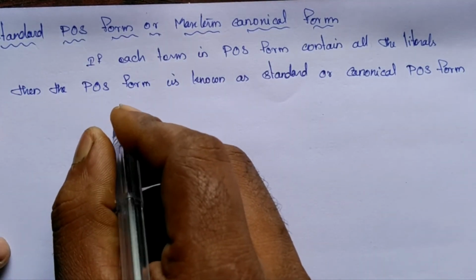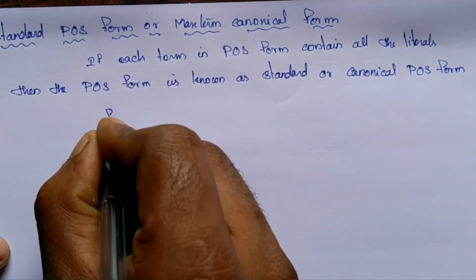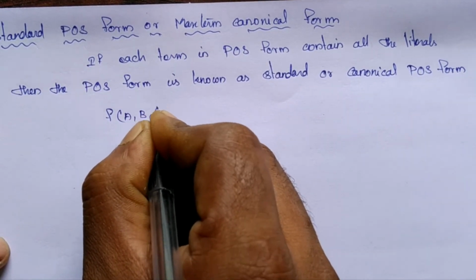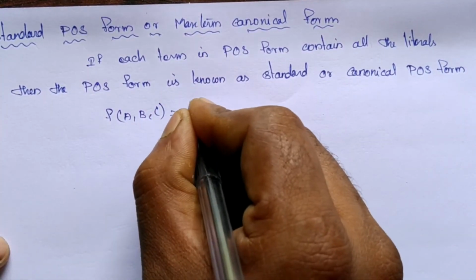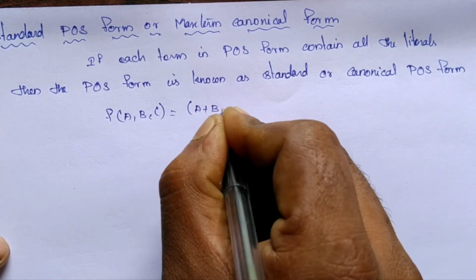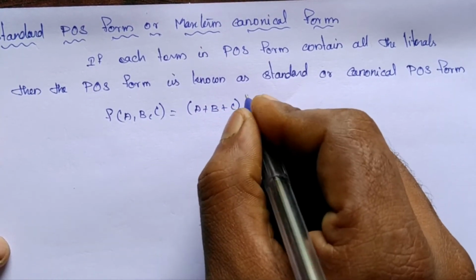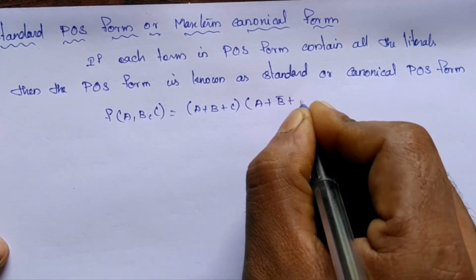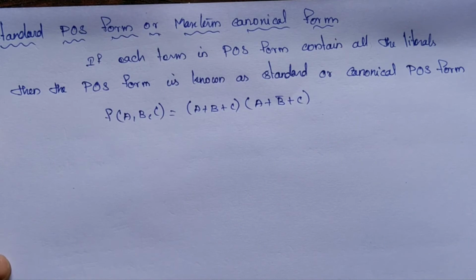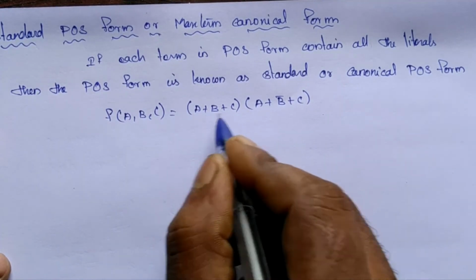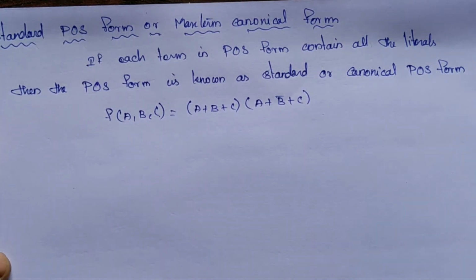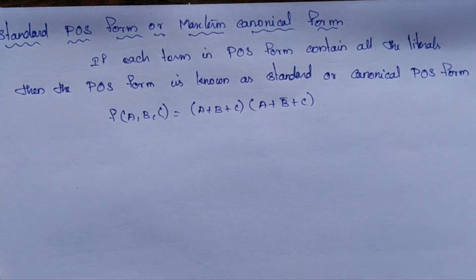So the example is f of a, b, c is equal to a plus b plus c, a plus b bar plus c, and it goes on. Here each term contains all the literals a, b, c. Therefore this one is considered as standard product of sum.